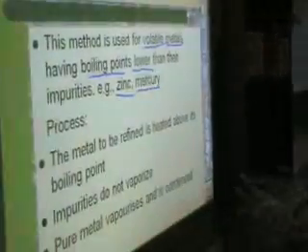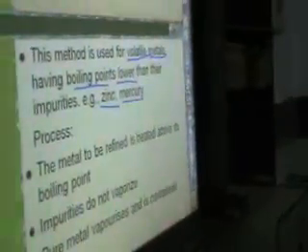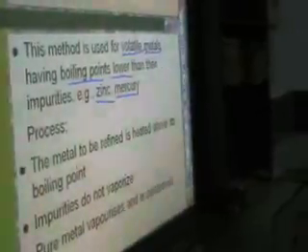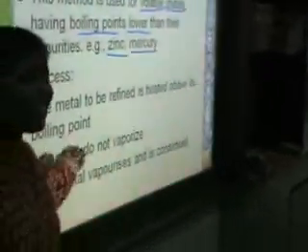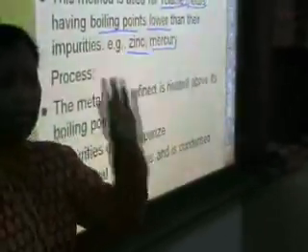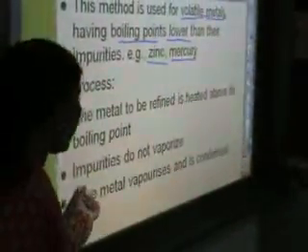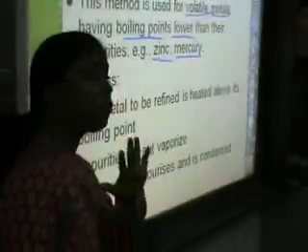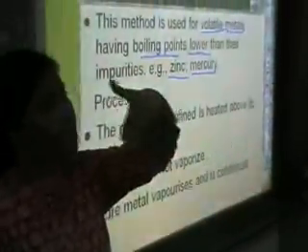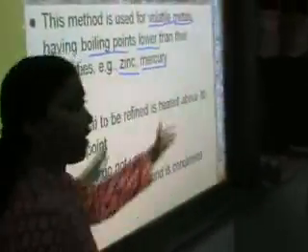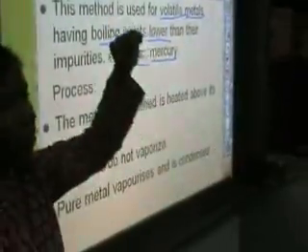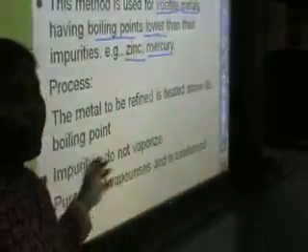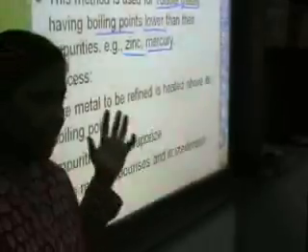Okay, the metals which are able to evaporate very fast are zinc and mercury. So what we do is the metal to be refined is heated just above the boiling point, and after that the impurities obviously will not vaporize because the impurities have a higher boiling point. The pure metal vaporizes and after that we will be condensing the vapors of the metal, whereby the impurities are going to be left behind in the distillation flask itself.